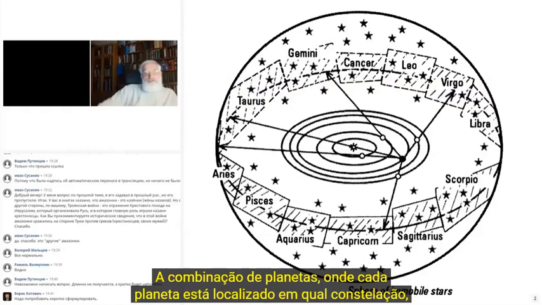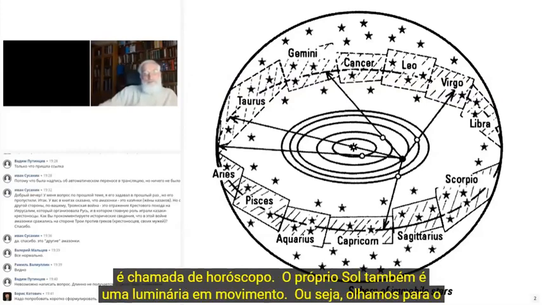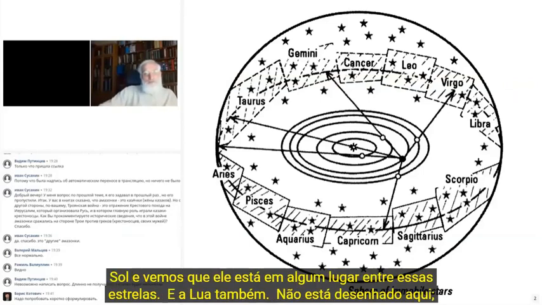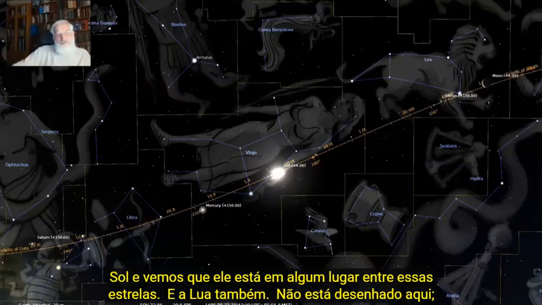The combination of planets, where each planet is located in which constellation, is called a horoscope. The sun itself is also such a moving luminary. That is, we look at the sun and see that it is somewhere among these stars. And the moon, too. It's not drawn here.